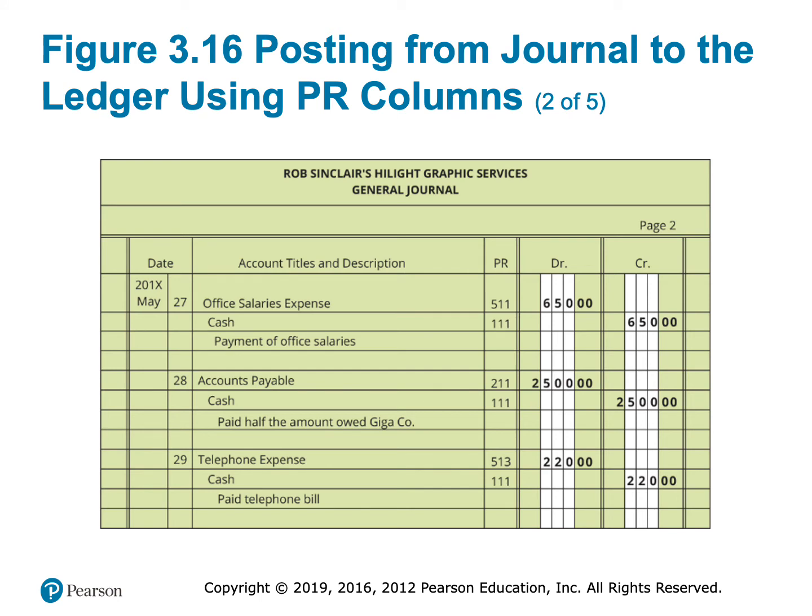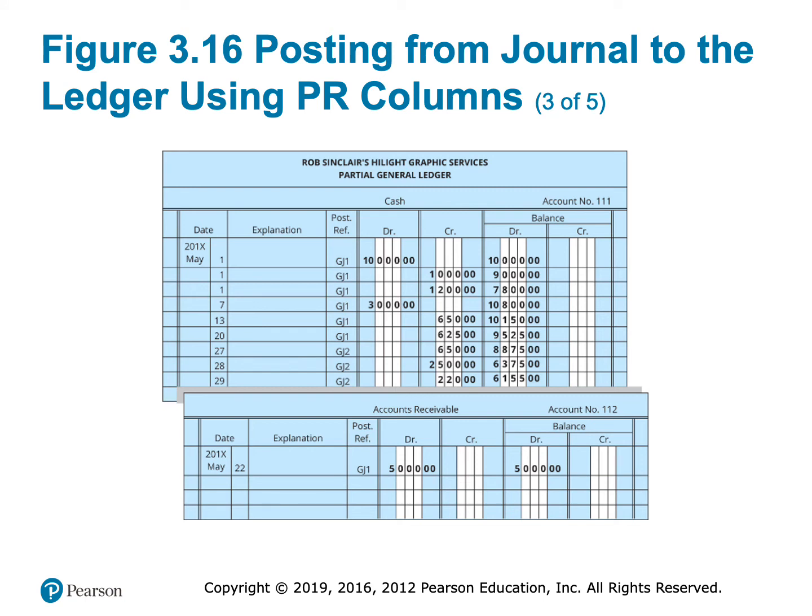So again, here's page 2 of the journal. Once you get all of page 1 posted, make sure you post page 2 also. And then here's what your T accounts, your ledger accounts should look like afterwards. So your cash ledger account, when you've posted all of those entries, should have a balance of 6,155. And your accounts receivable, which should only have one entry to it, should just have a balance of 5,000.